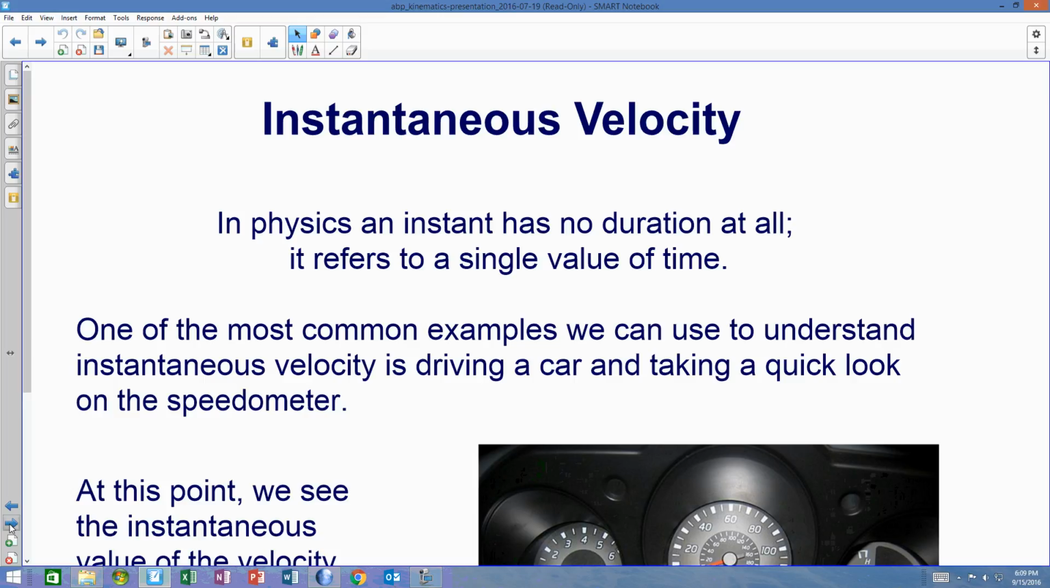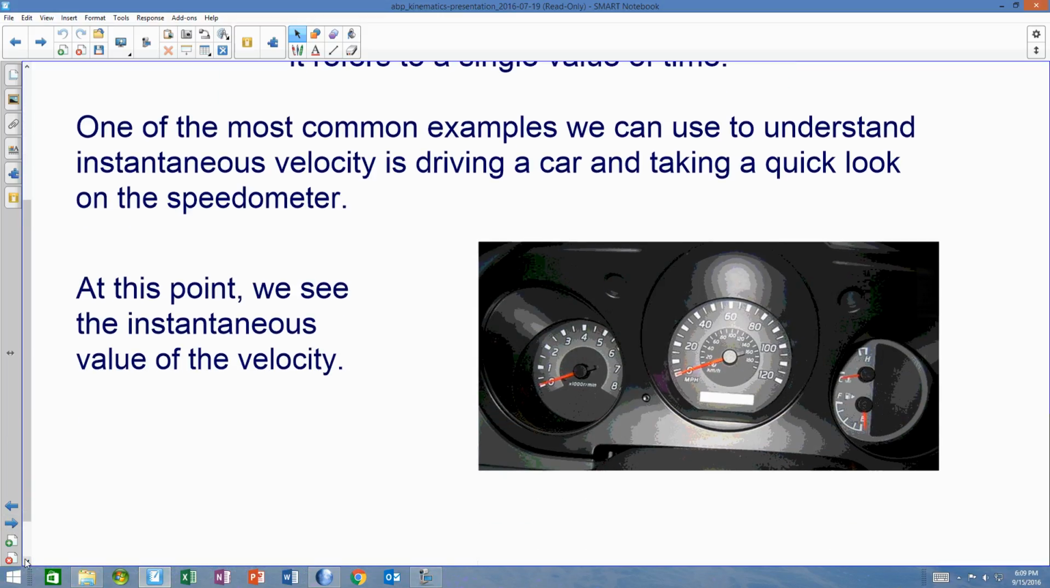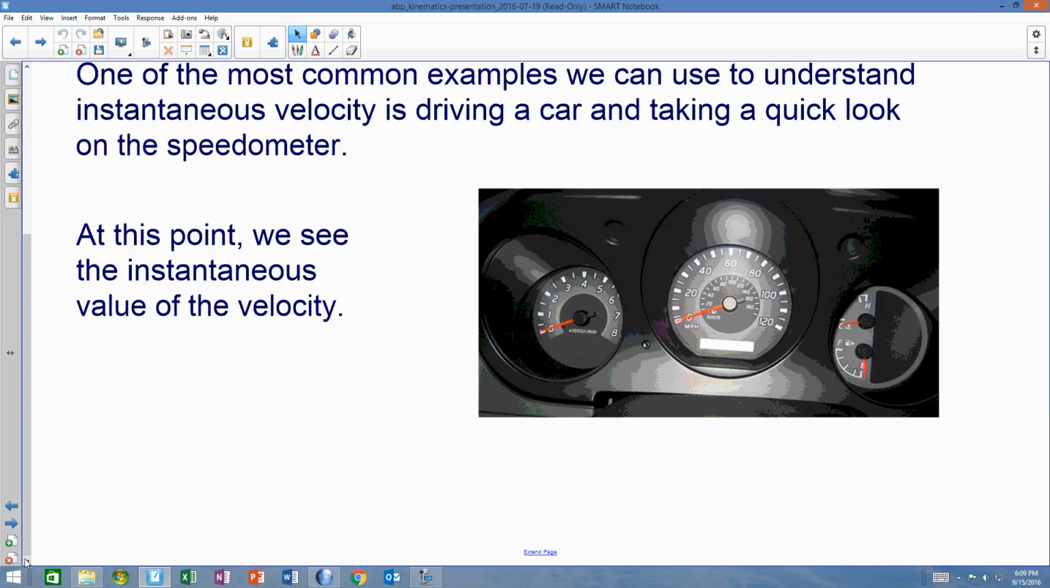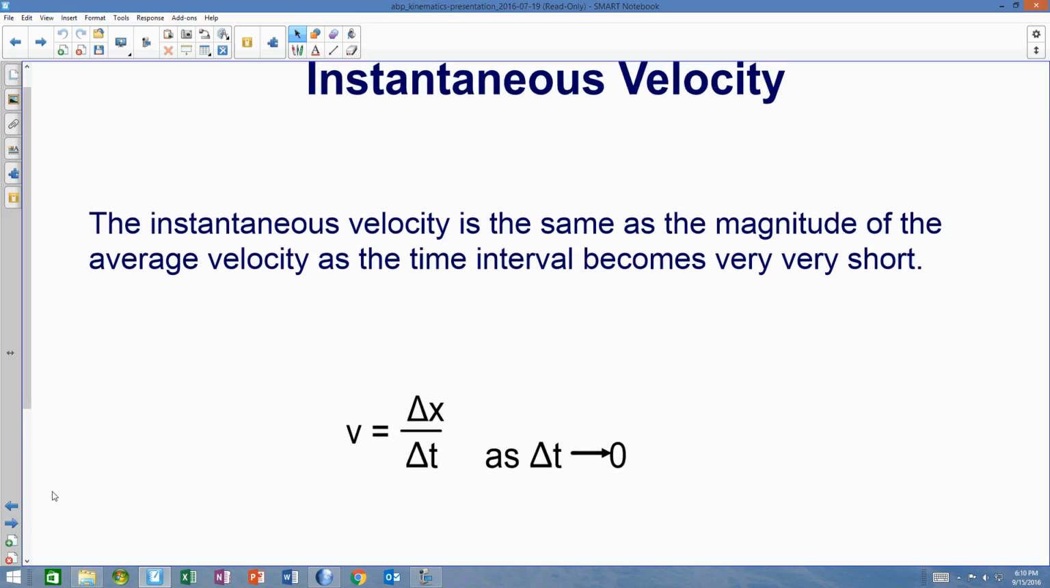One of the most common examples we can use to understand instantaneous velocity is driving a car and taking a quick look at the speedometer. At that time, we see the instantaneous value of the velocity. The instantaneous velocity is the same as the magnitude of the average velocity as the time interval becomes very, very short. So as delta t goes to 0, we can then solve for the instantaneous velocity. And remember, velocity is a vector quantity, so it needs to be delta v with a vector sign and delta x with a vector sign.